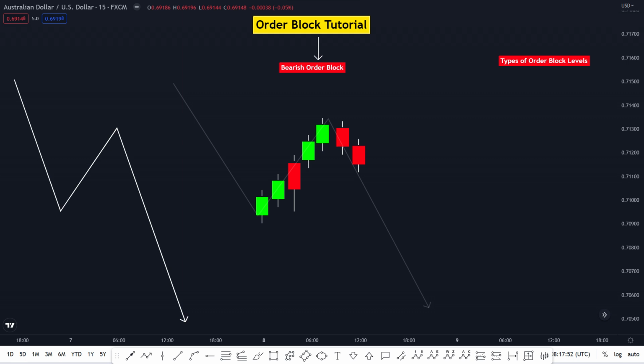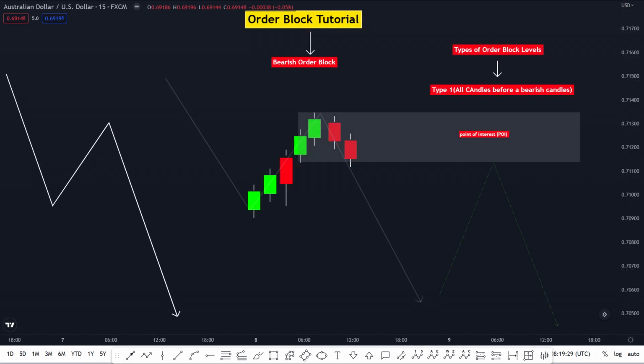So to identify a bearish order block, you have to find the last bullish volume before a bearish momentum. Here we can see that we have 2 bullish candlesticks before a bearish trend. In this case we will draw the bearish order block on the last 2 candlesticks. Your order block will look something like this. Then the whole area of the bullish candlesticks will be your point of interest, where you will be looking to take a sell position. But what if you want to refine the point of interest?